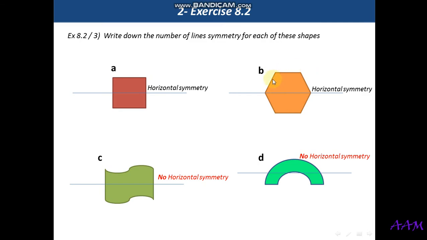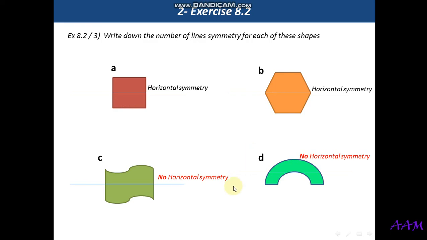This shape here looks like this one down, it's horizontal symmetry. This shape here doesn't look like the one down, no, there's no horizontal. And also this one, the upper part doesn't look like the lower part. No, that's absolutely different. So there's no horizontal symmetry. The only horizontal symmetry is this one and this one.